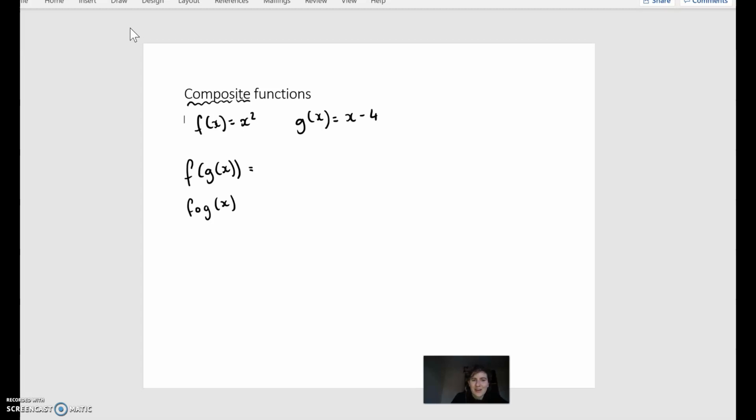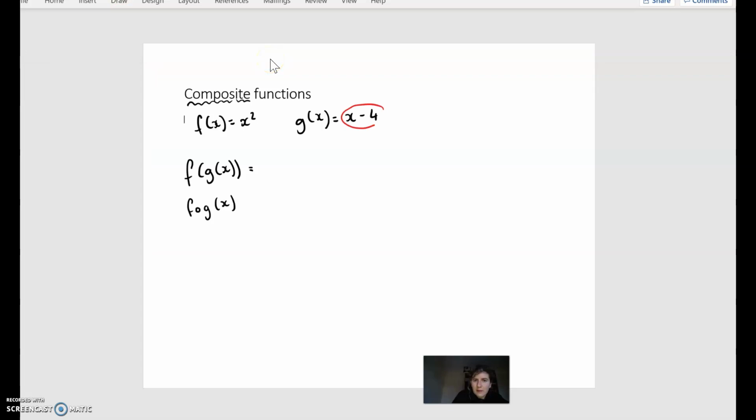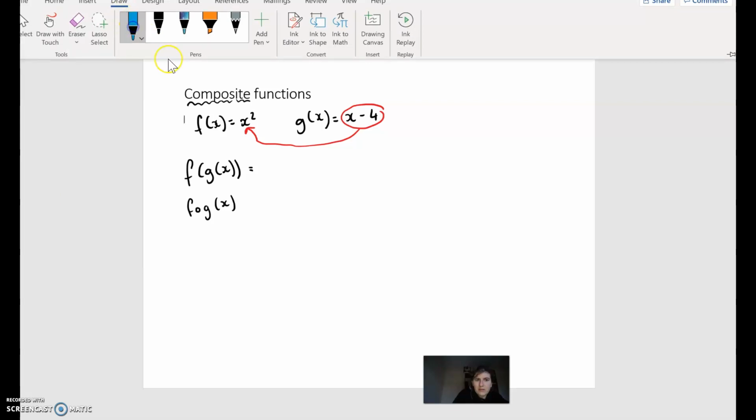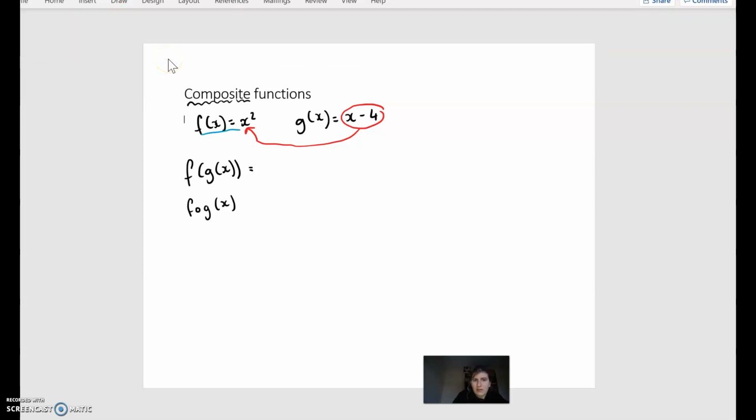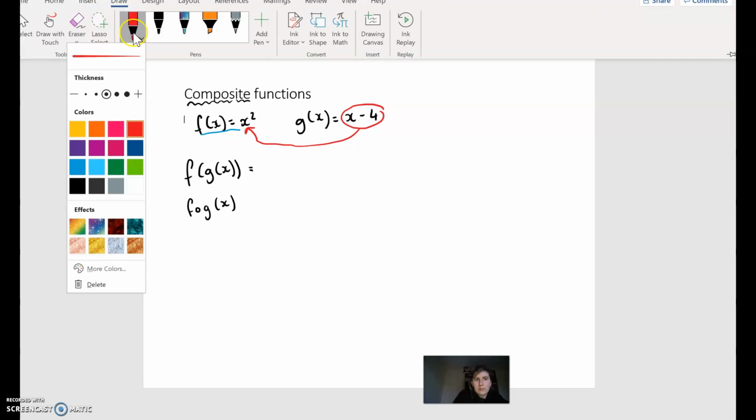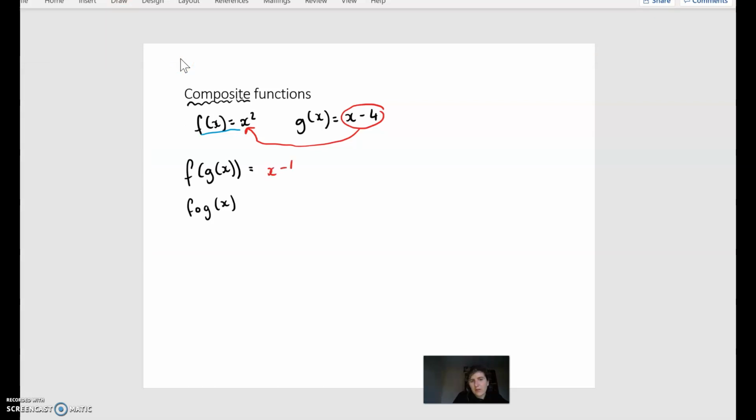f of g of x means that you're taking g of x and you're putting that inside the function of f of x. I'm going to do this using a couple of different colors. I'm going to use blue for f of x and red for g of x. So if I'm talking about f of g of x, the first thing is you're replacing the x with x minus 4. The x minus 4 is your g part, and the x for f of x is no longer there. So you've got x minus 4.